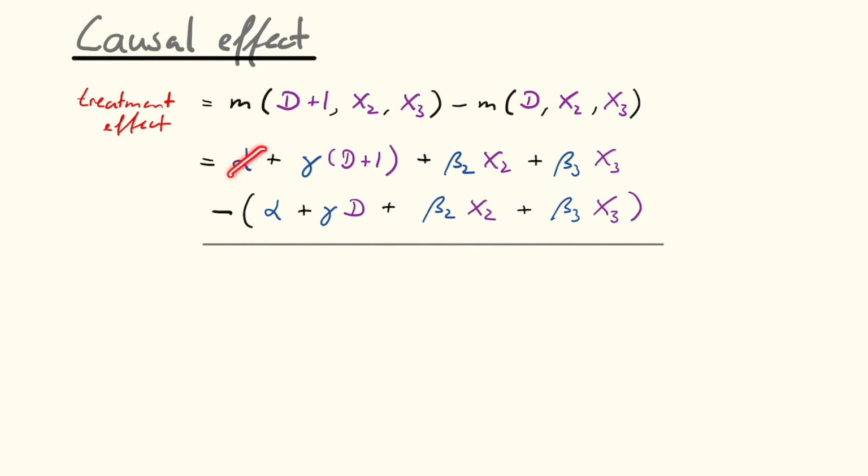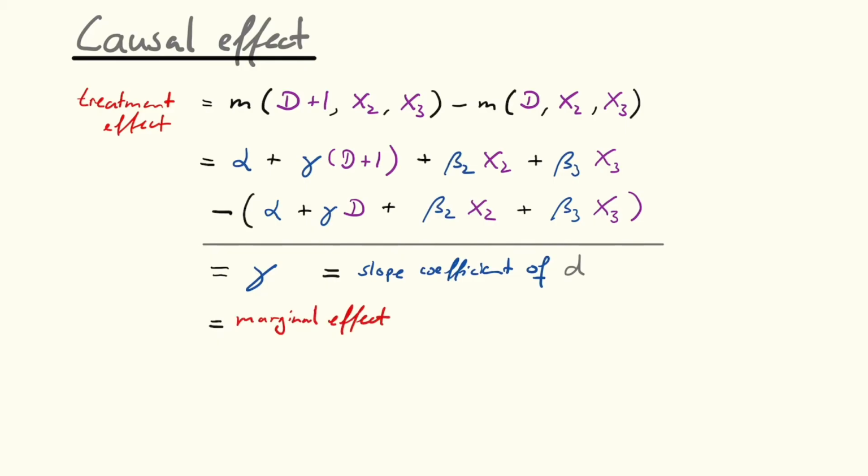It's easy to see that the alpha cancels, that the gamma times D cancels. This will also cancel, this will also cancel. The only thing that we'll be left with is gamma times 1. Gamma is obviously the slope coefficient of treatment. And this shows us that slope coefficients immediately translate to treatment effects. Gamma is also called the marginal effect because it gives the additional effect of one more unit.